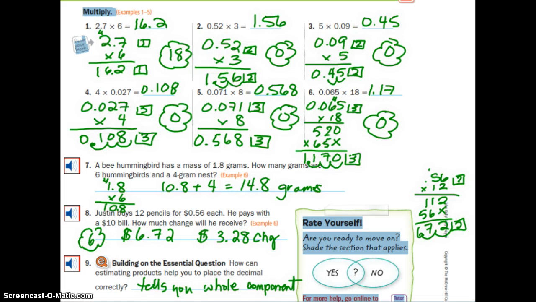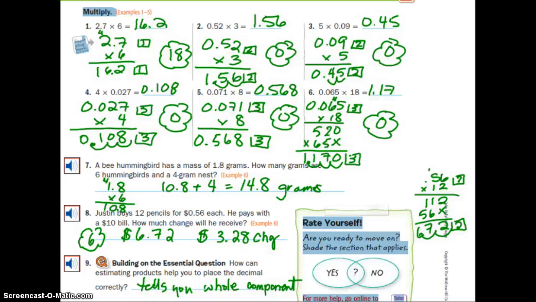Okay, check your answers. Again, problems 1, 2, 3, 4, 5, and 6. It's all about bunny hops. Number 1, we actually had an estimate of 18. We got 16.2. The rest of them were estimates of 0, so we had to be very careful with our bunny hops. Number 6 was a 2-parter. First, we had to compute the mass of the hummingbird, 6 hummingbirds, and we got 10.8. Adding that to the nest, which was 4, and we got 14.8 grams.